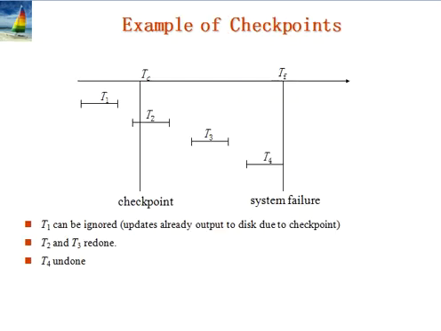Here we have another example, with different types of transactions. TC is nothing but the checkpoint, and TF is the system failure. First, the T1 transaction can be ignored, since its updates were already output to disk due to the checkpoint. It is already over. Now T2 and T3 need to be redone, and T4 needs to be undone. That is, it is moving to failure. So this is about checkpoints.